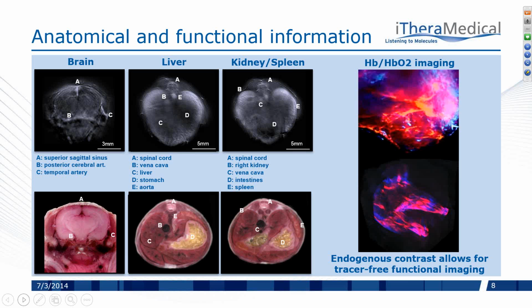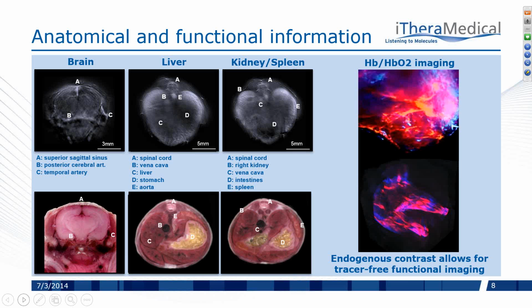For example, labeled in C, we can see the temporal artery at the side of the head. We can also see the superior sagittal sinus and the ventricles, just based on the hemoglobin contrast. Moving down in the animal, we can see the liver, labeled with A, we see the spinal cord, B, the vena cava, C, and throughout most of the image we can see the liver and the microvessels in the liver. D, the black area, is the stomach, and E would be the aorta.